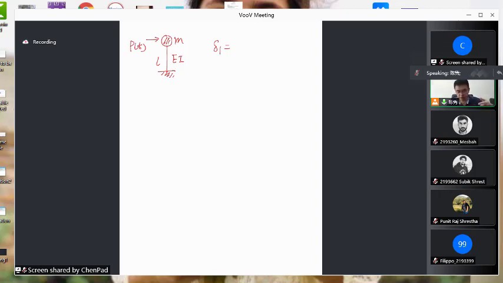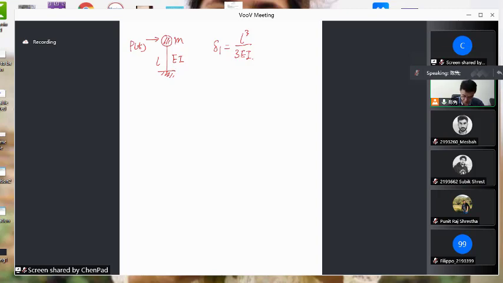Which means if you have one unit deformation, what is the force you applied? Just a reminder, it should be L cubed over 3EI. So this is the flexibility of a cantilever beam.